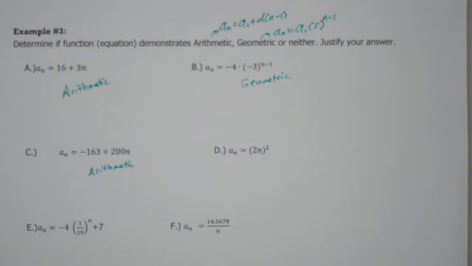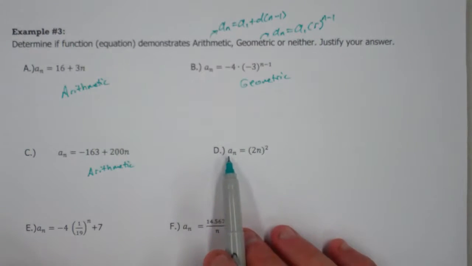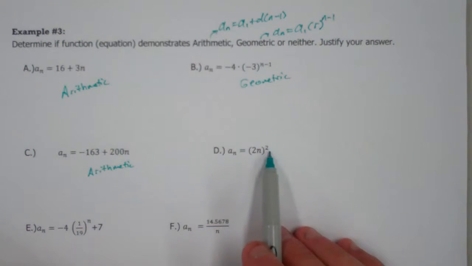The same thing goes for geometric sequences. You're multiplying by the same thing each time, and repeated multiplication is really an exponent, so that's why you see that n up in the exponent position like it is here. This one's a sub n is equal to 2n squared.